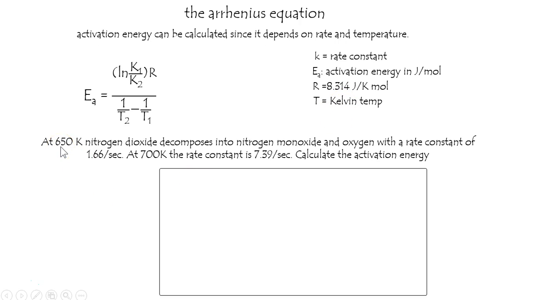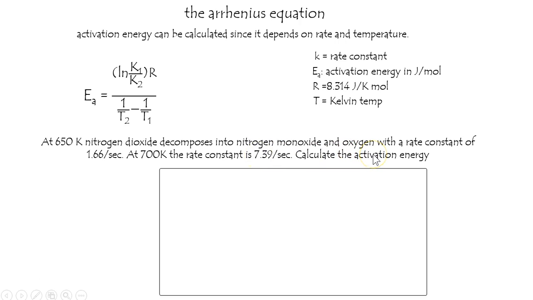And so here's a typical question, which is direct plug-in, and that's a good place to start for these. At 650 K, that's T1, and it is Kelvin, that's good, nitrogen dioxide decomposes into nitrogen monoxide and oxygen. The rate constant is 1.66 per second. That must be our K1 since it's at T1. At 700 K, that's our T2, the rate constant goes up quite a bit actually, and that must be our K2.